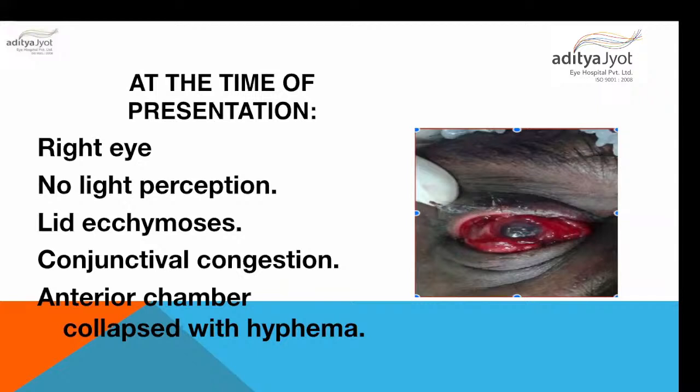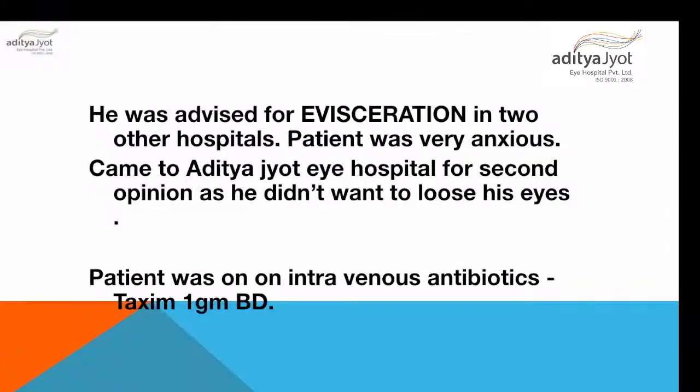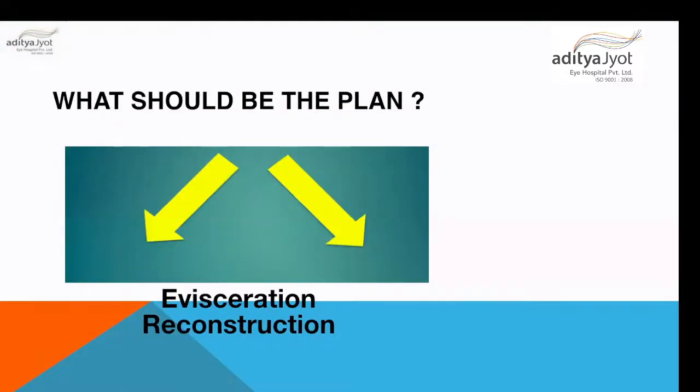And this patient had no light perception. He went to 2 doctors, and they all said enucleate. And then he had a CT. I did a CT scan. And since he was advised evisceration in one hospital and enucleation in another hospital, he came to me. So what was the plan?